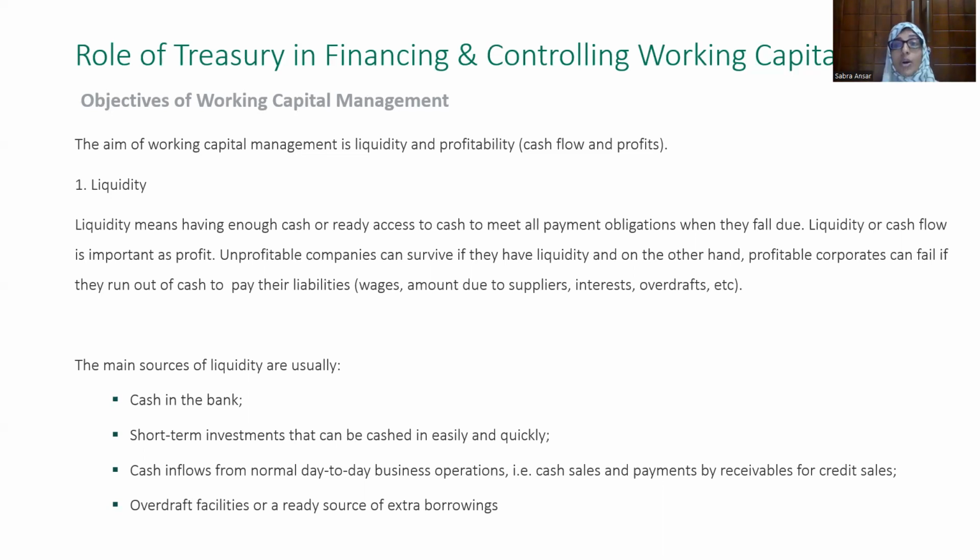So liquidity is very important, because profit is something which is accounting, right? It doesn't necessarily mean that the company has a particular amount of cash in there. So liquidity will determine whether the cash would run out or not. So the main sources of liquidity are basically cash in bank or cash in hand, obviously, and short-term investments that can be cashed easily, and cash inflows from normal day-to-day business operations like the sales and payments and things of that sort. Overdraft facilities or a ready source of extra borrowings are also main sources of liquidity.